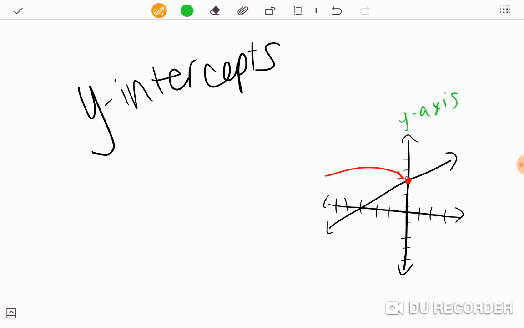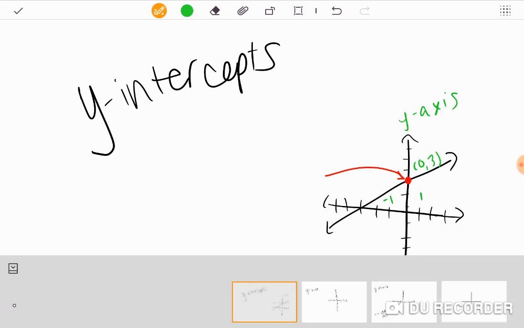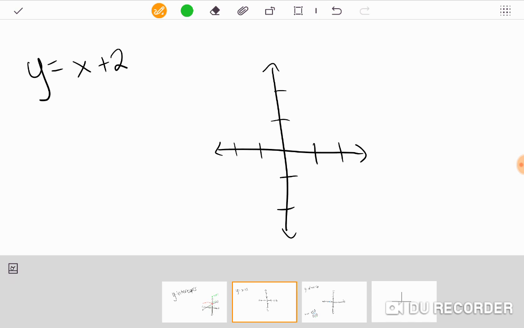So this point right here that the red arrow is pointing to, that is your y-intercept. It is the moment when your x value is 0. If you look, this is 1, this is -1, so this value right here is when x is 0. And that would be 1, 2, 3, boom, you have your y-intercept. Okay, so let's get into actual problems and what it means to solve for the y-intercept.